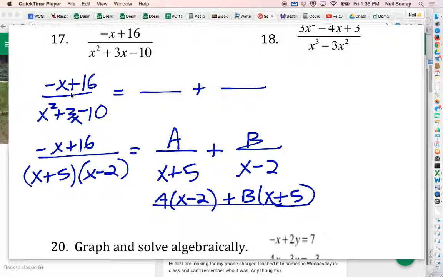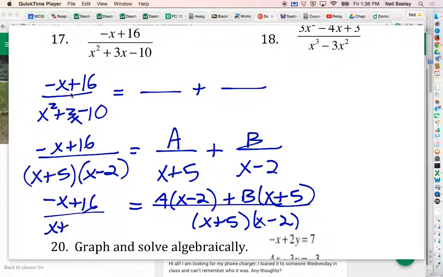Okay, cool. Just use paper, right? No big deal. No big deal. And over the product of the denominators, x plus 5, x minus 2. And then on the left-hand side, still negative x plus 16 over x plus 5, x minus 2. So that's the start of it. We factored the denominator. That became the denominators of the new fractions. We added the two fractions with the cool common denominator trick.